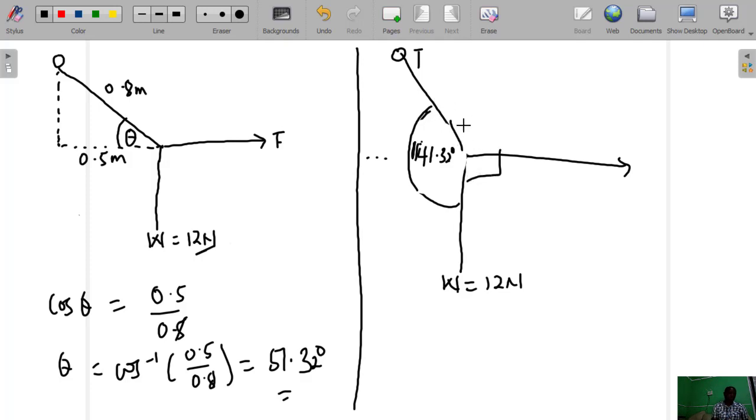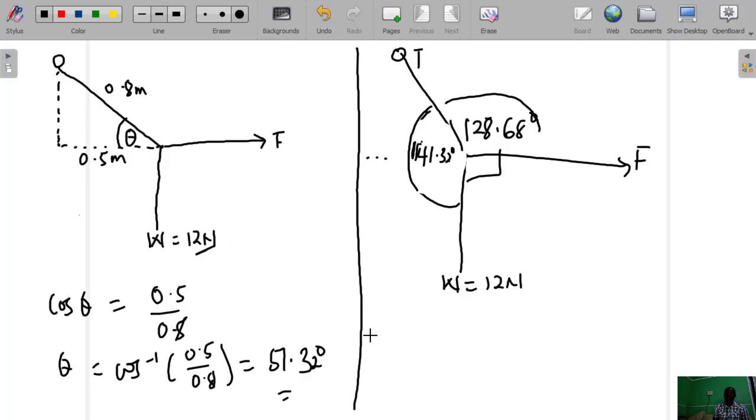How are you going to find this other angle? It's 360 minus 90 minus 141.32. We will get 128.68 degrees.